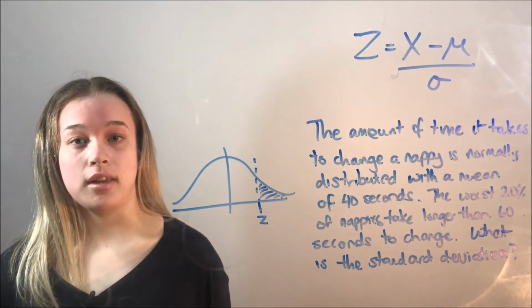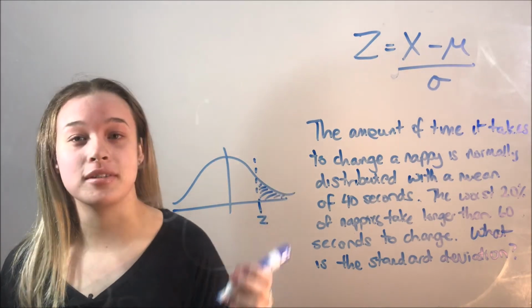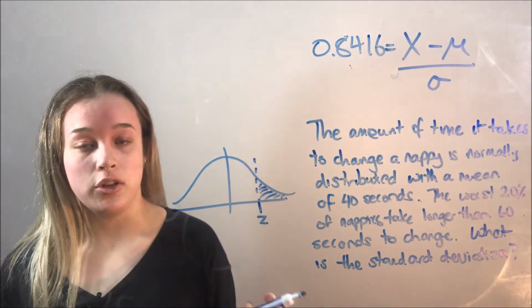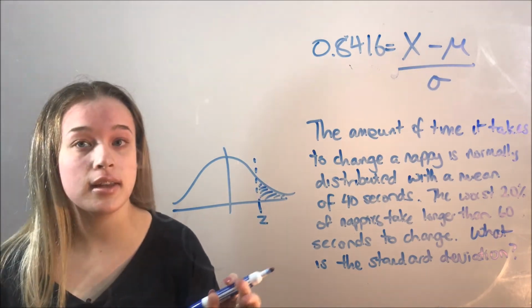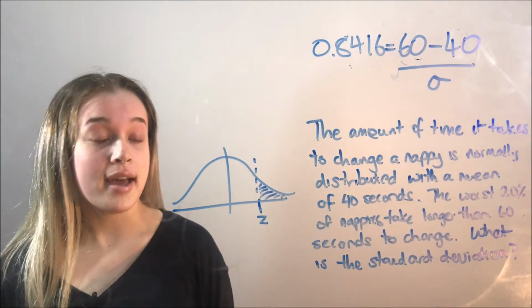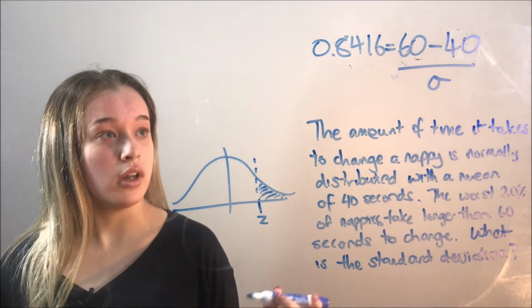So now that we know what the Z value is, we can put this into the formula. So we're going to swap out the Z with 0.8416. The X value is the value that it's more than, so in this case it's 60. And we know from the question that the mean is 40. Now that we have all this information, we can put it into our calculator to solve, or we could solve it manually.